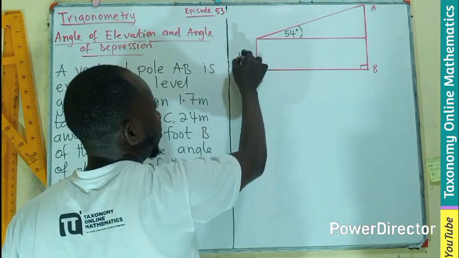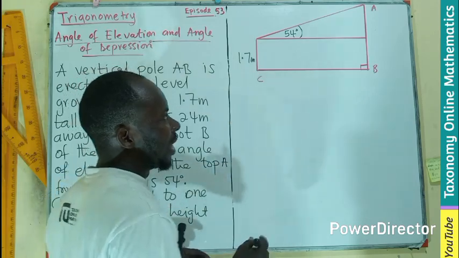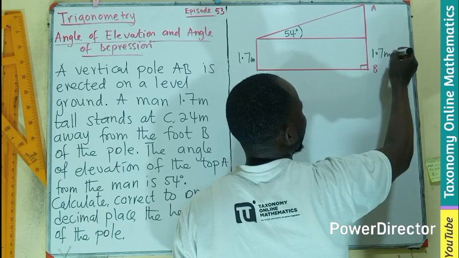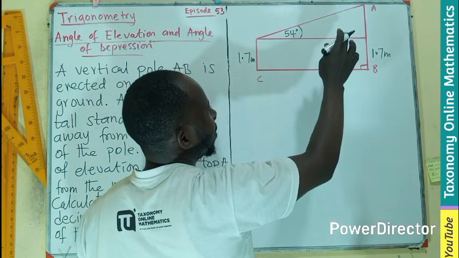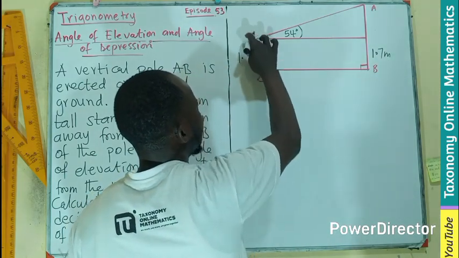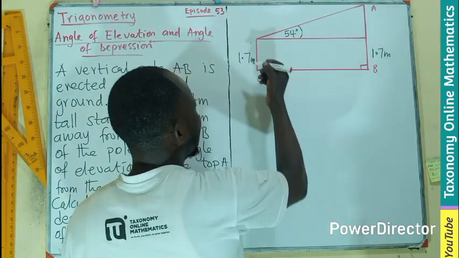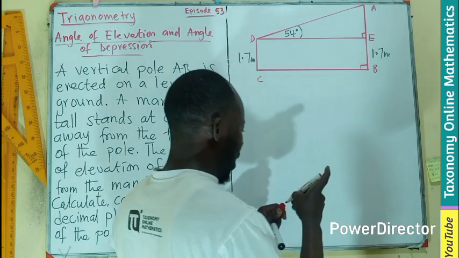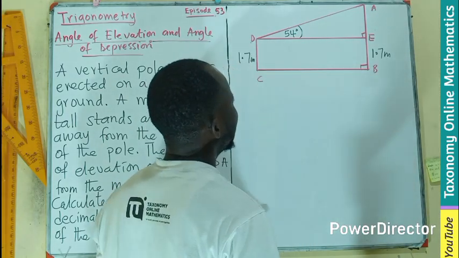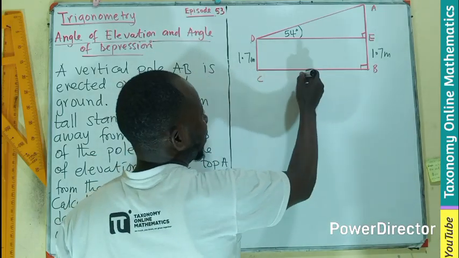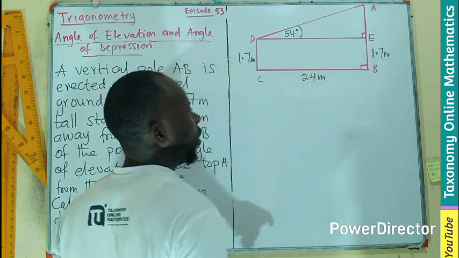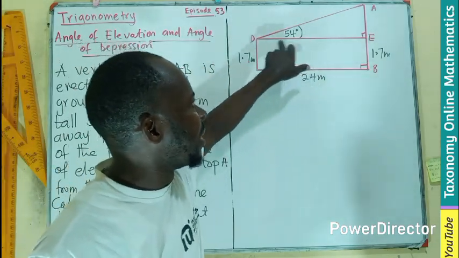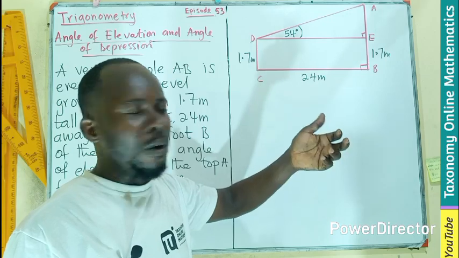Then the height of the man is 1.7 meters. This diagram forms a rectangle, so here will also be 1.7 meters. So A, B, C, let's say D. Let's indicate here as D, then put here E. This will also be a right angle. So what do we need? The man is 24 meters away from the base. This is a rectangle, so if 24 is here, this line DE will also be 24.